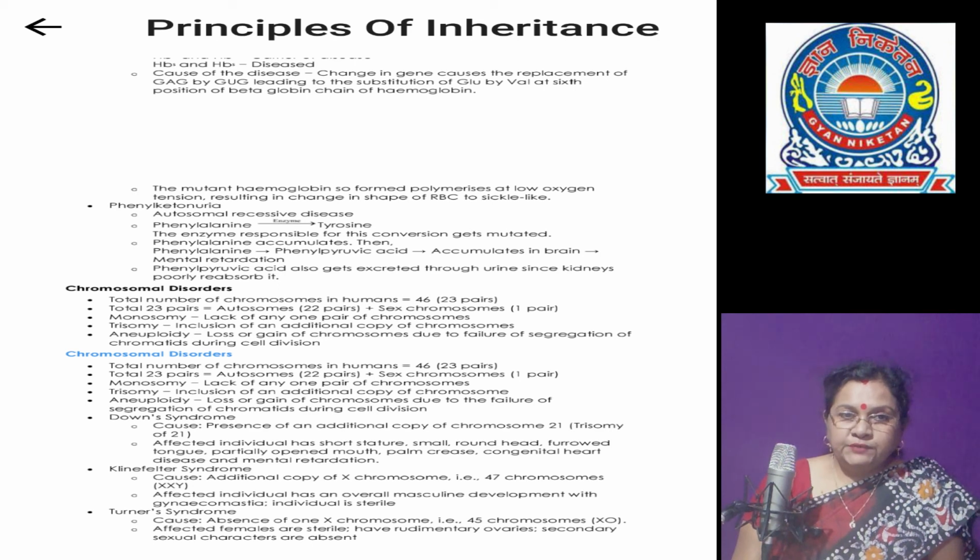Next disease which is found in females is Turner syndrome. This is caused by the absence of one X chromosome, resulting in the karyotype autosomes plus XO. That is, they have only 45 chromosomes.